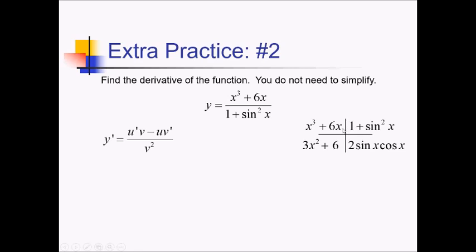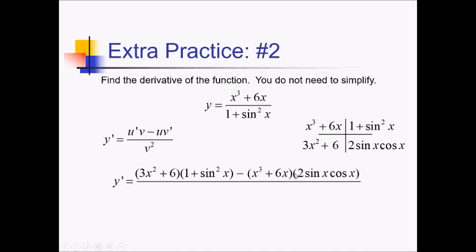And now we're going to put it all together with our quotient rule. So using the ribbon, we've got 3x squared plus 6 times 1 plus sine squared of x. So that's u prime v minus, so we'll do the other half of the ribbon here, parentheses x cubed plus 6x times 2 sine of x cosine of x, all over v squared, so 1 plus sine squared of x quantity squared.